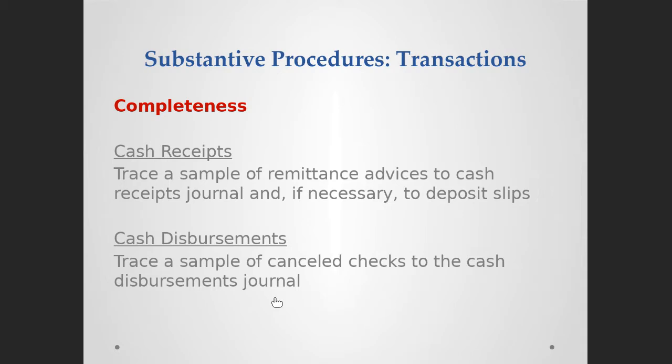So if you understand the order, right, of the documents, you can go front to back and you can go back to front. In occurrence, you go to the end and you go back and check whether it happened. In completeness, you start from the beginning and you go to the end to see if it was recorded. Are these two things crystal clear to you?